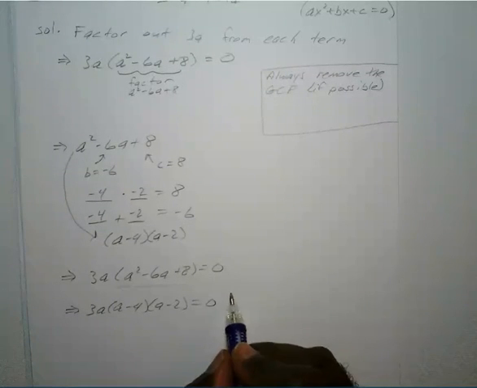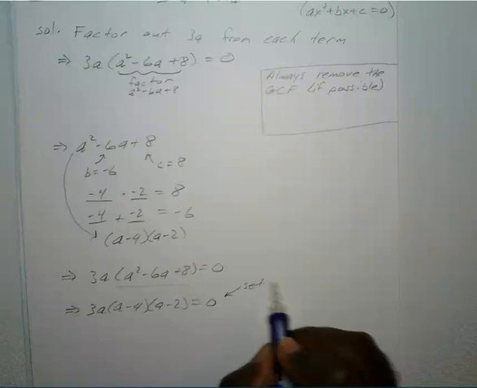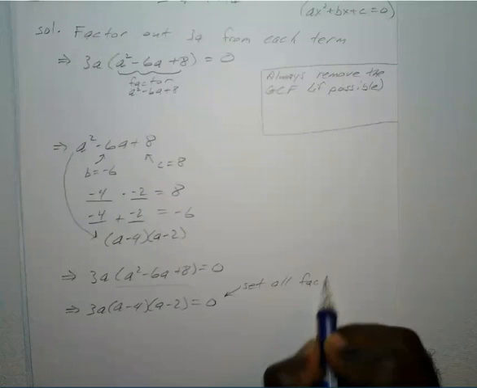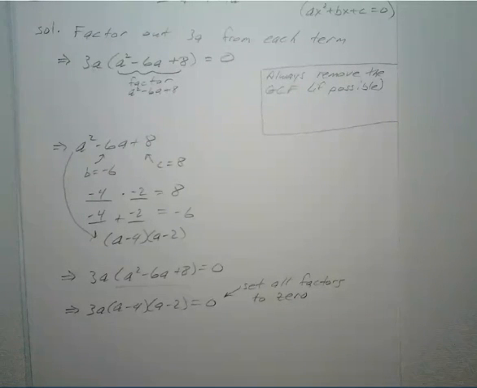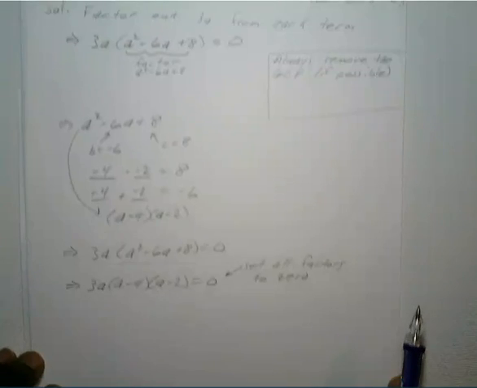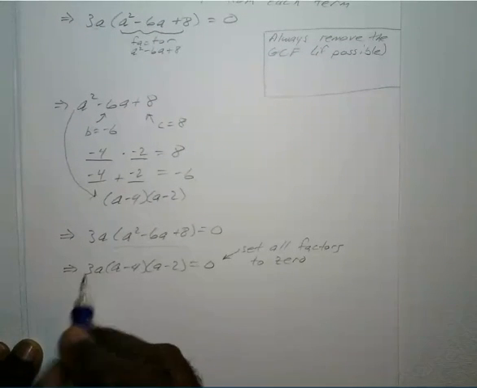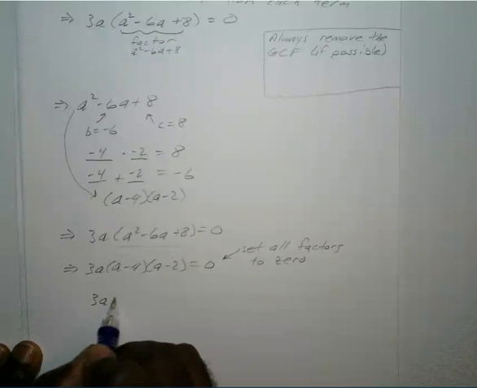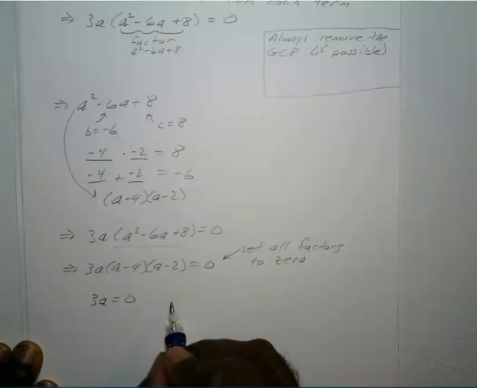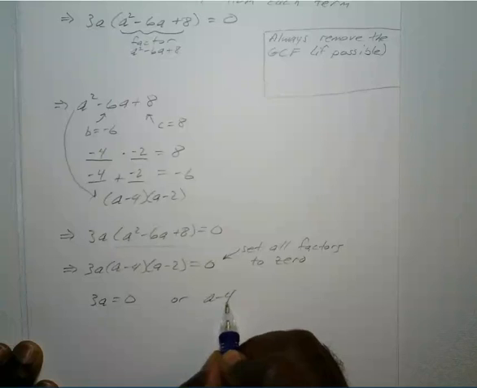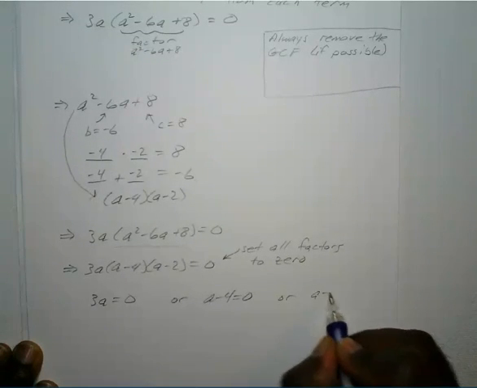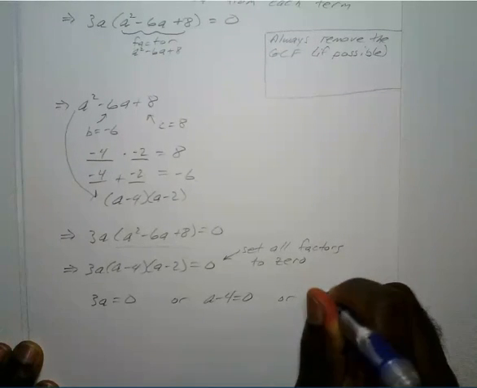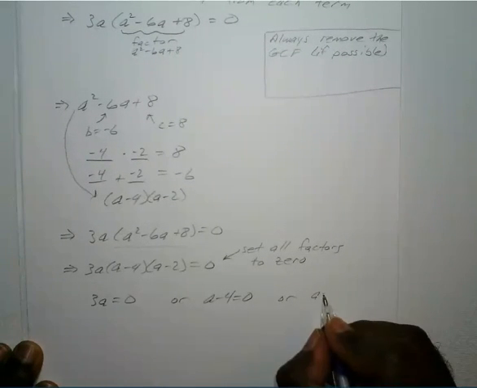Okay, now once we have it all factored out, set all factors to 0. Now that works whether you have 1 factor, 2 factors, 3 factors, 10 factors, doesn't matter at all. Once you have it factored out, you just set them all to 0. So that means 3a can equal 0, or a minus 4 can equal 0, or a minus 2 can equal 0.